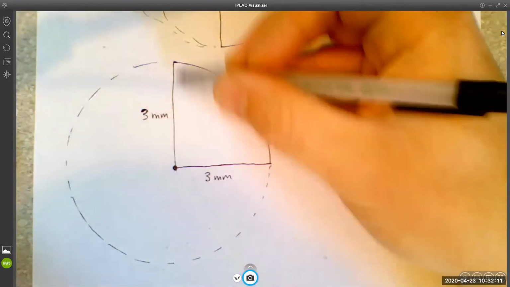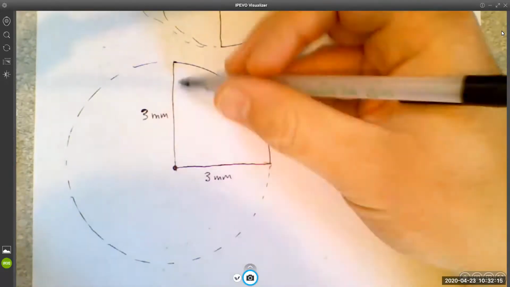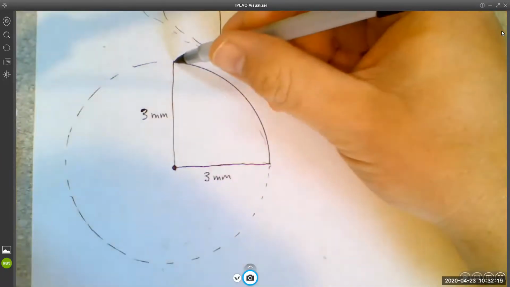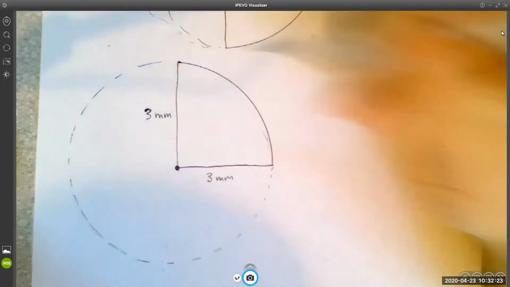And that's how you know that these two are the same, right? They're both radii. They're both the radius of the same circle, and so they must be the same length. The only length that we don't know is this length out here. So let's see if we can find it.